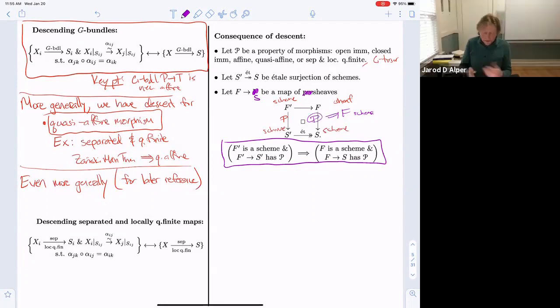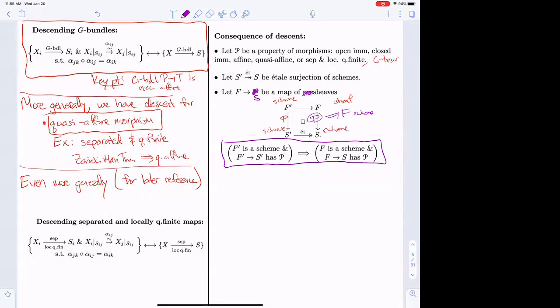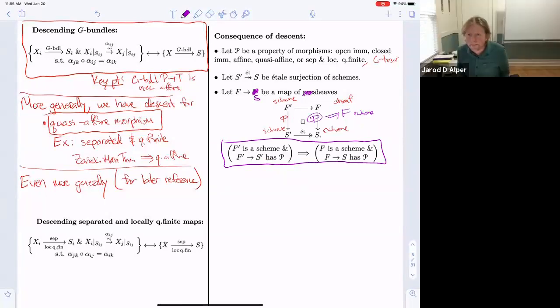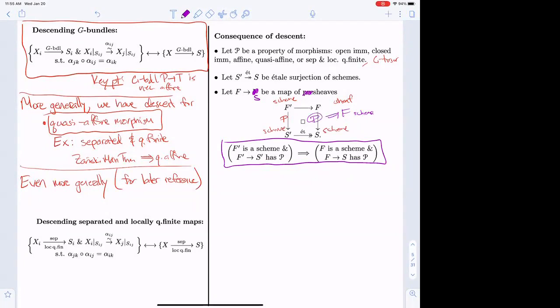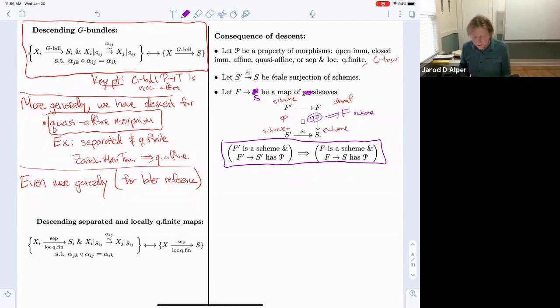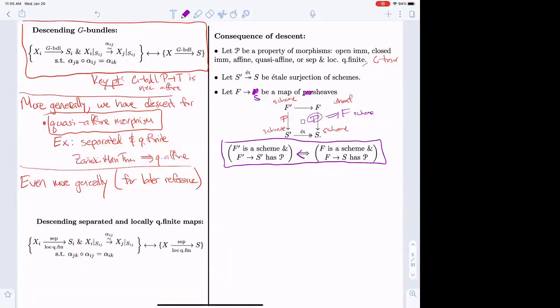This statement is sort of a reformulation of the other descent statements. And the other implication, we almost always have it, right? The other direction? Yes, as long as that property is stable. All these properties are stable under base change. So in fact, I think what the comment was is that it is in fact an equivalence. Okay.